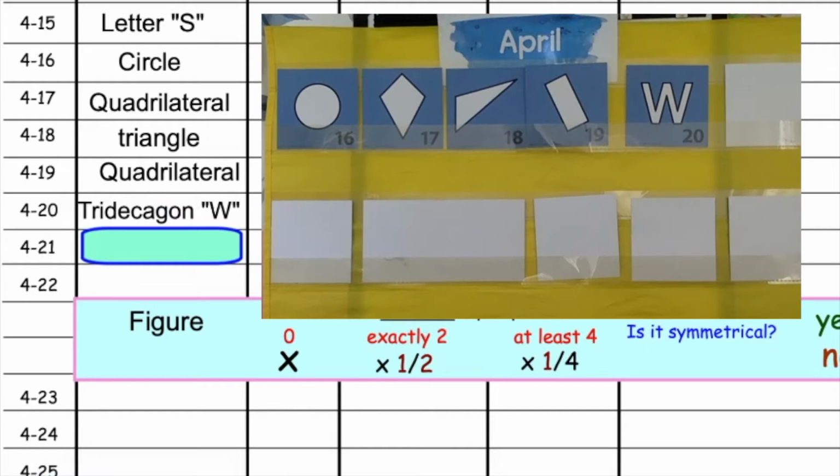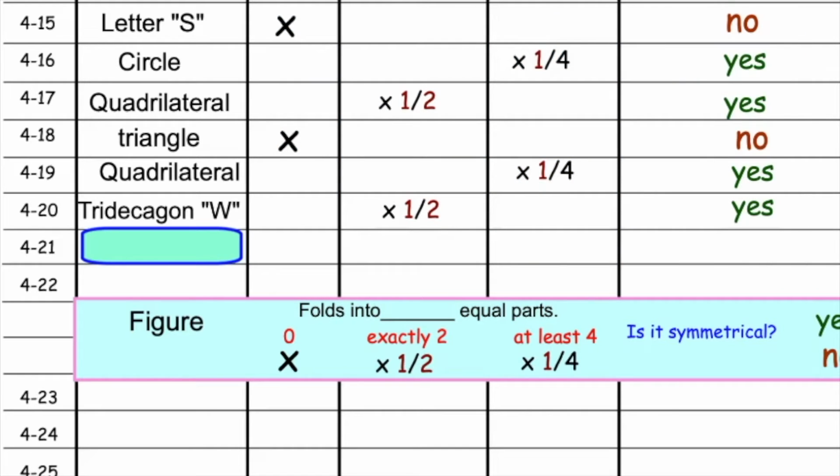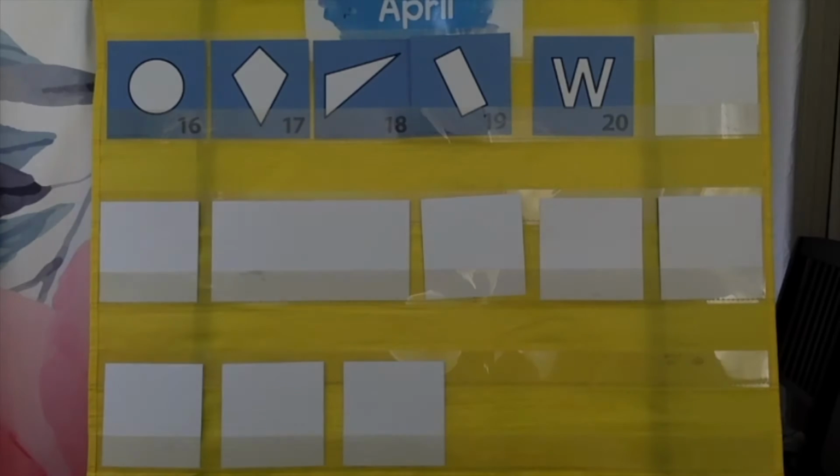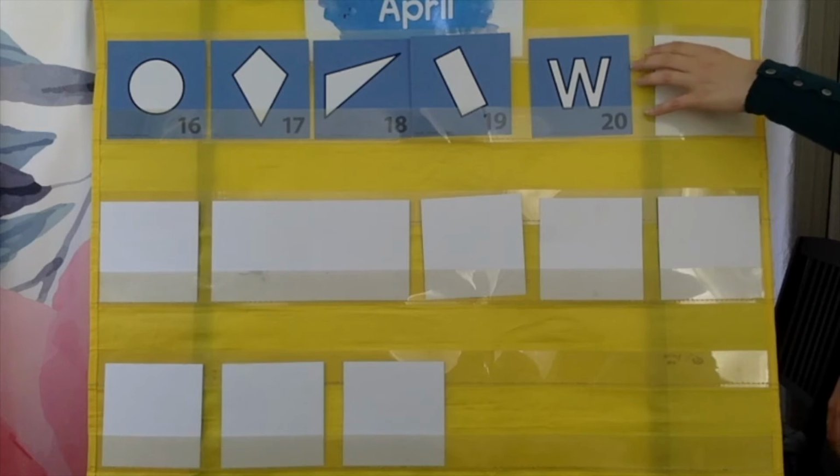So on your screen, you're going to see both our observation chart and our calendar card. So take a look at both and make a prediction about what you think today's shape will be and how many parts you think that shape will fold into. Will it fold into halves, will it fold into fourths, or will it not be able to fold into any equal parts? When you have your prediction, make sure you share it with someone nearby. Let's reveal.